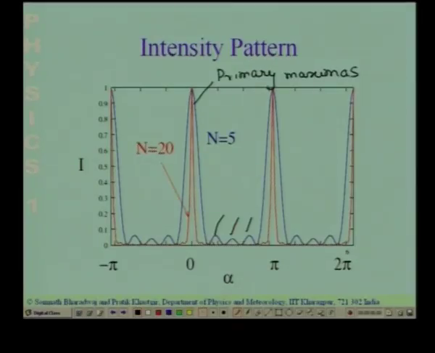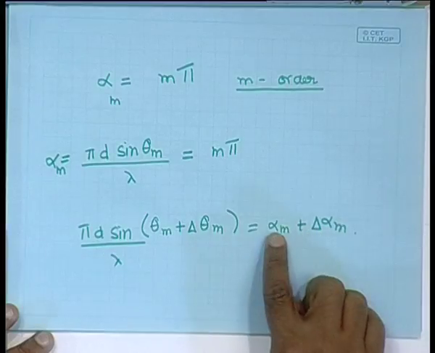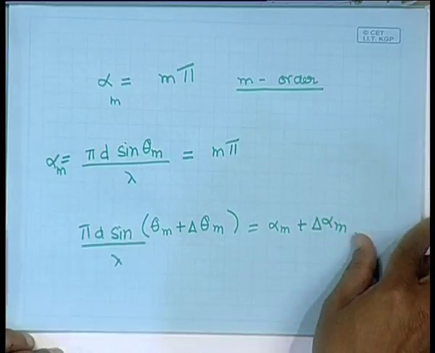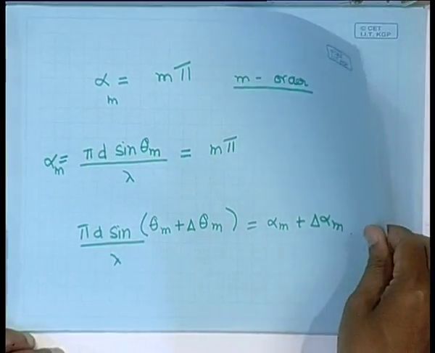and we want to estimate the width of this maxima. So, the question we ask is how much should we change theta so that the intensity falls to 0. So, we start from a maxima, the question is how much should we change theta away from the maxima so that the intensity falls to 0, or how much should we change alpha so that the intensity falls to 0.